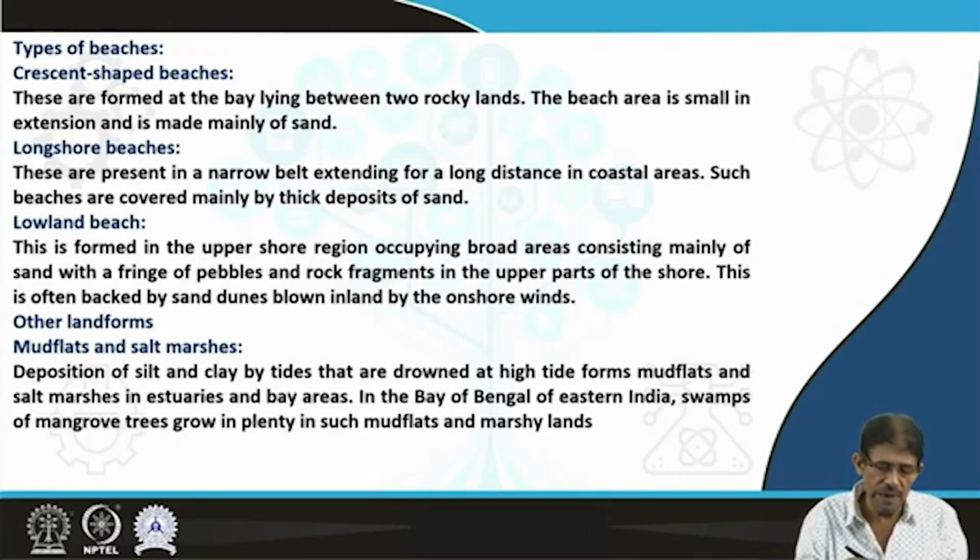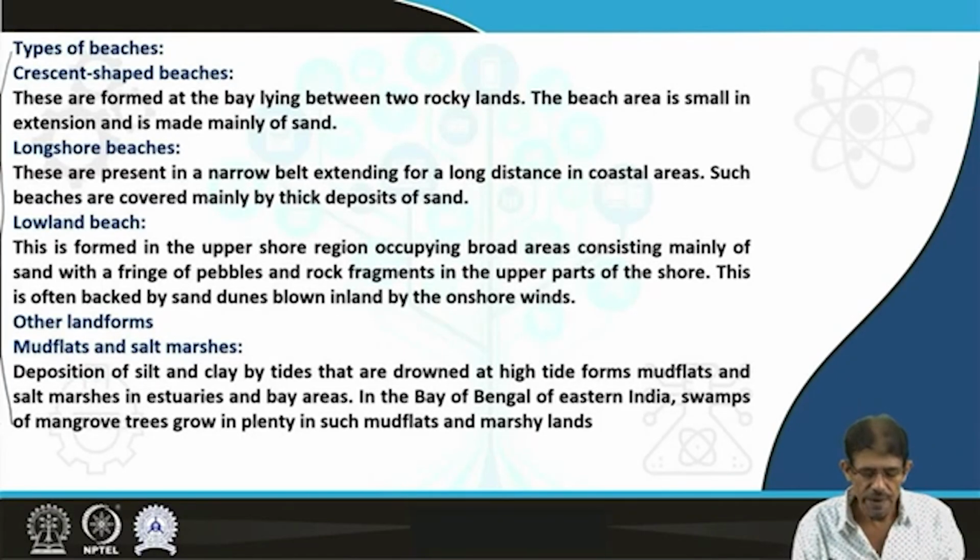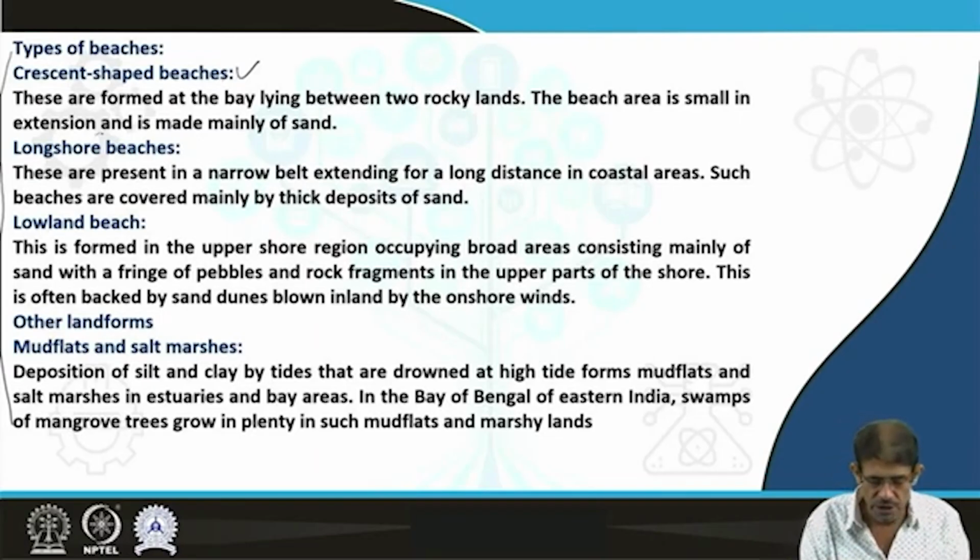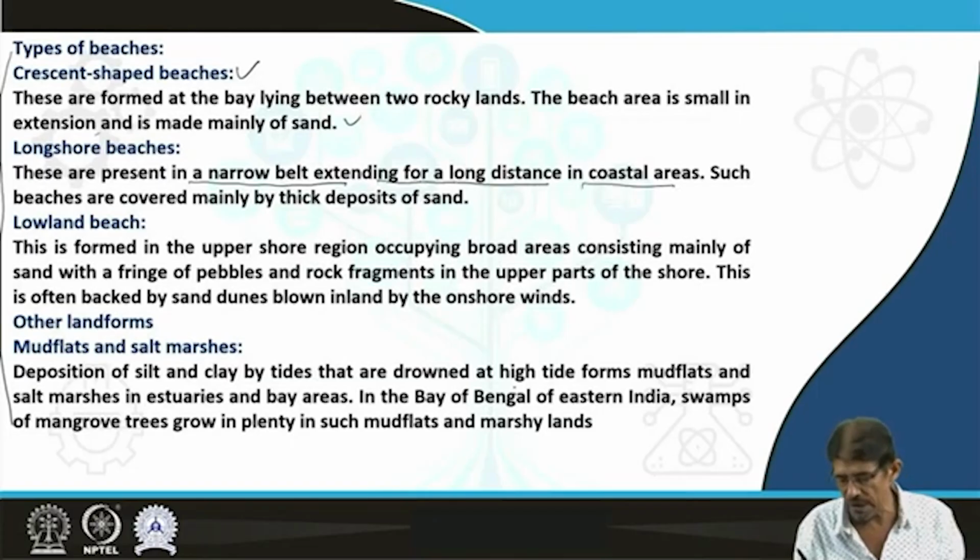Besides this, based on the shape, we are able to classify different types of beaches. Crescentic shaped beaches: the name is self-explanatory. The beach area is small in extension and is made up mainly of sand. Longshore beaches, as the name indicates, are present in a narrow belt extending for a long distance in the coastal area, and such beaches are covered mainly by thick deposits of sand.